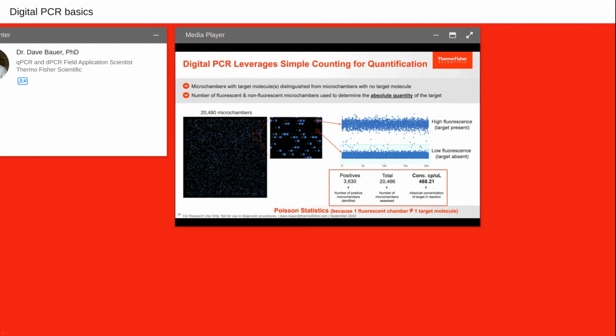And the reason that we need to incorporate that is because we can't just naively assume that every fluorescent chamber corresponds to exactly one target molecule. That might not be the case, and that's where Poisson statistics can help.